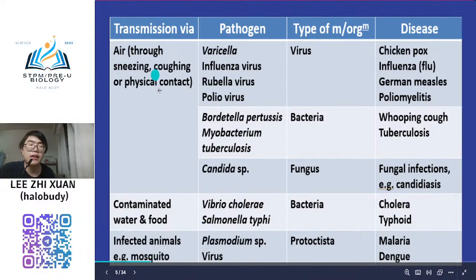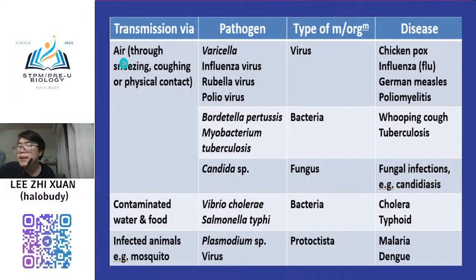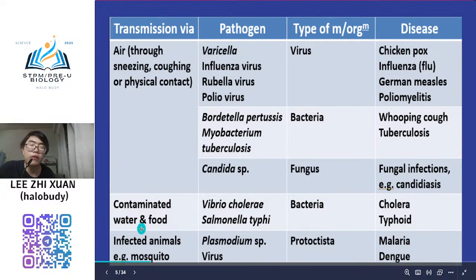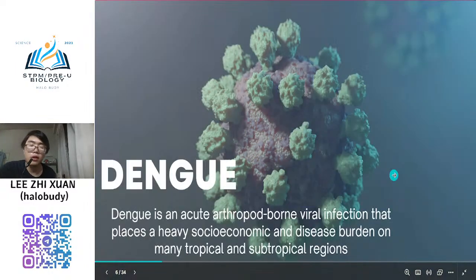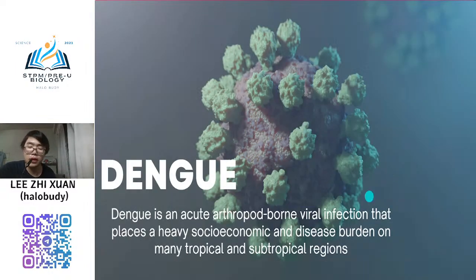And then you see that the modes of transmission also differ. Like COVID-19, through air, right? If the patient is sneezing, coughing, or through physical contact, all these, you will get this kind of disease. And also contaminated food, and also infected animals. This one is through mosquito. So yes, this is called the causative agent. Okay, so that's all about the intro only.